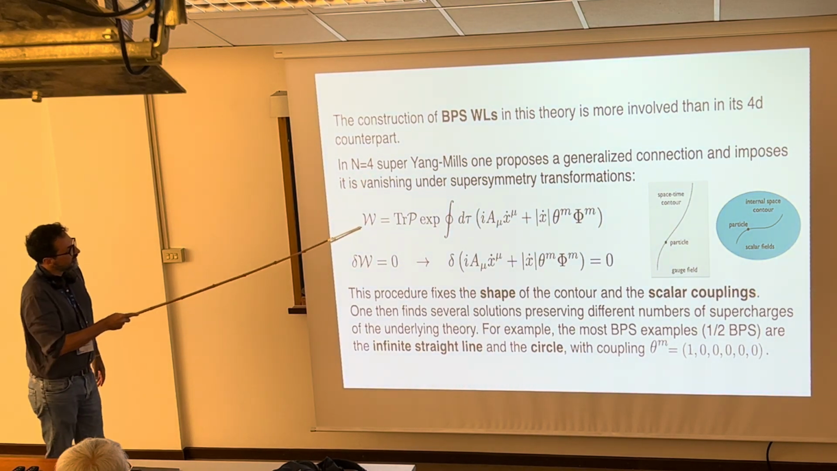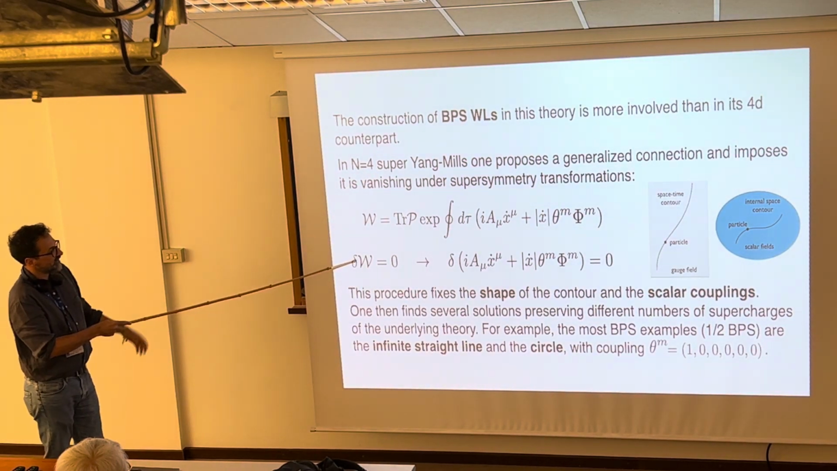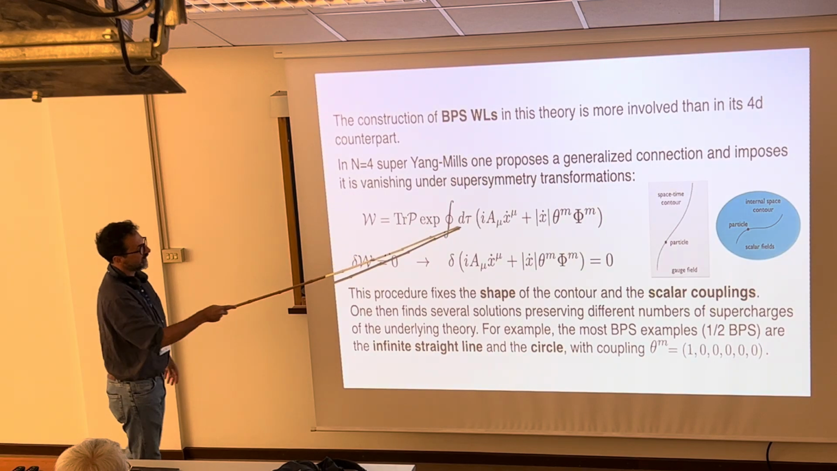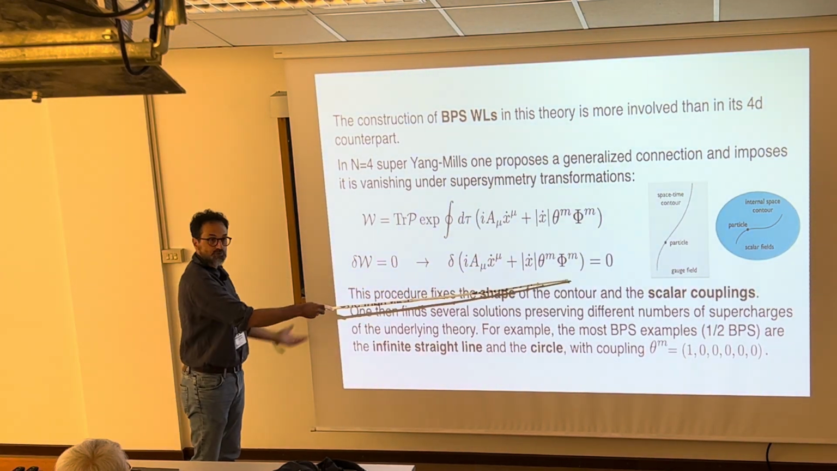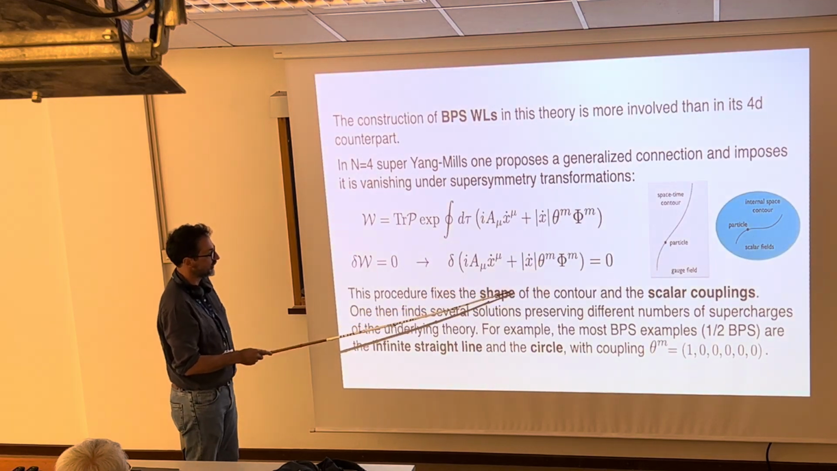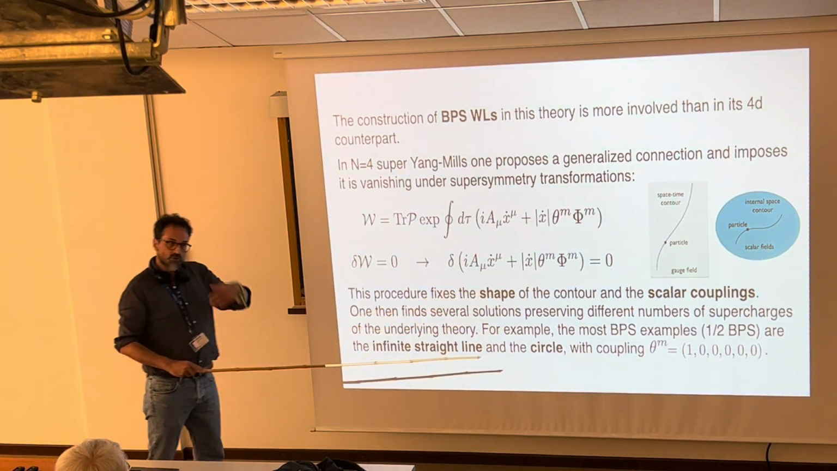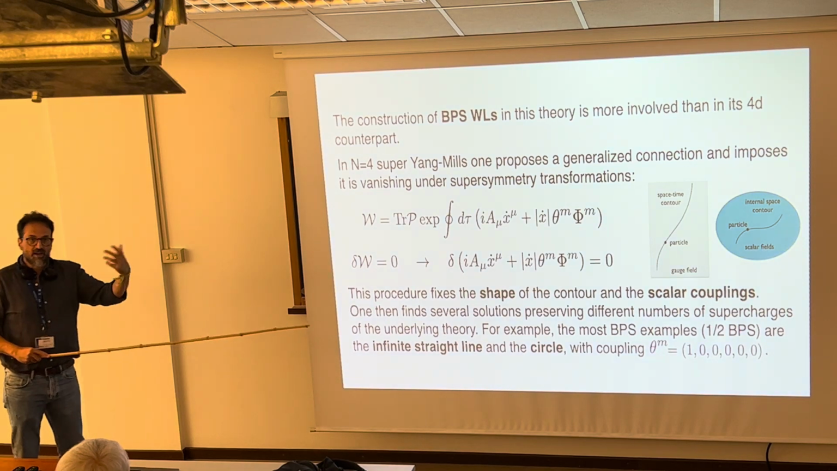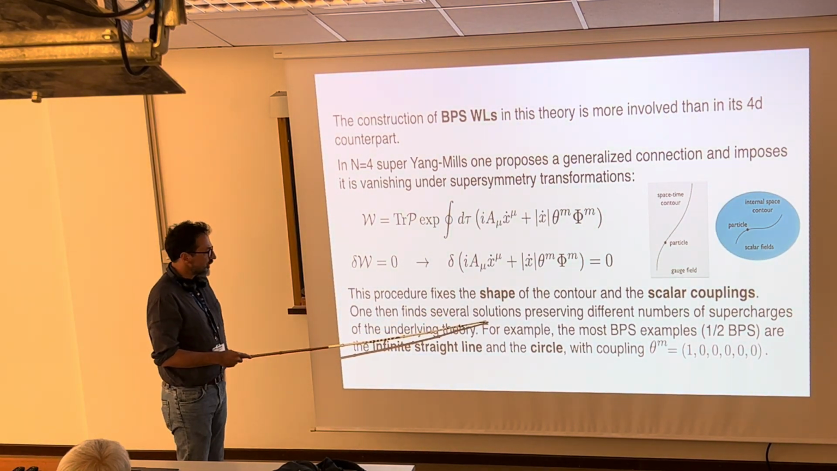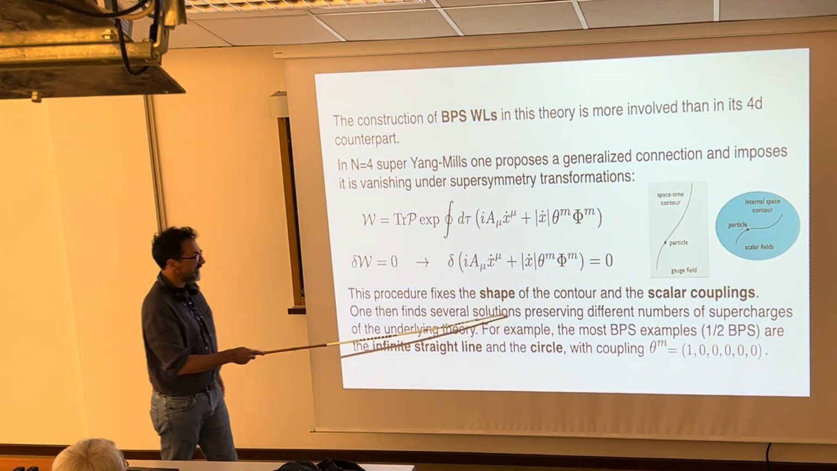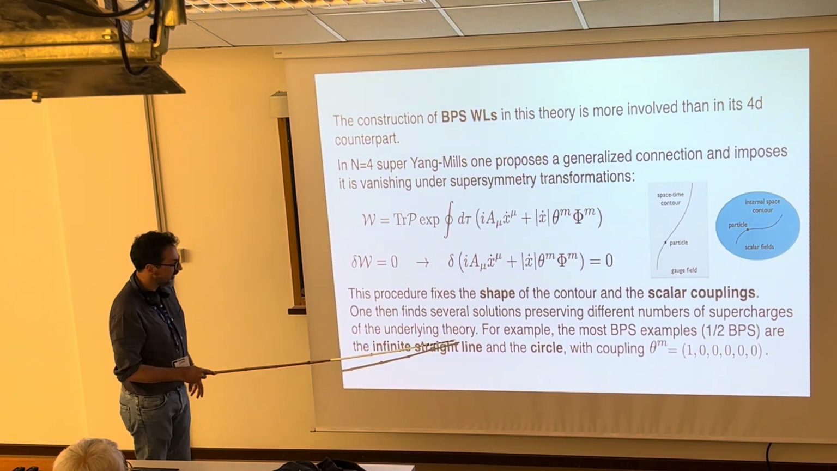So in this case, you take the supersymmetry variation of W equal to 0, then you require that the exponent is equal to 0, and then you try to solve this equation. So this is an equation for x and theta. So you can solve it and find different contours and different couplings. And okay, so one finds several solutions preserving different amounts of supercharges of the underlying theory.